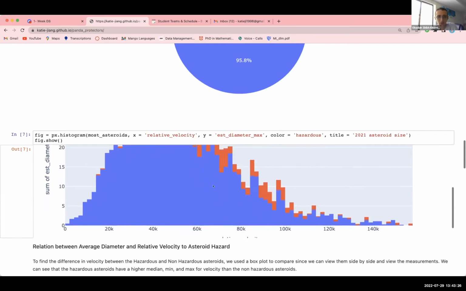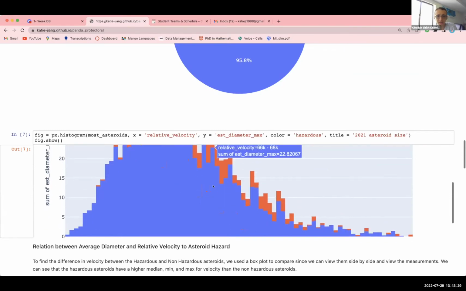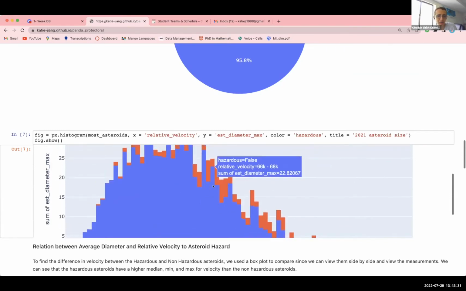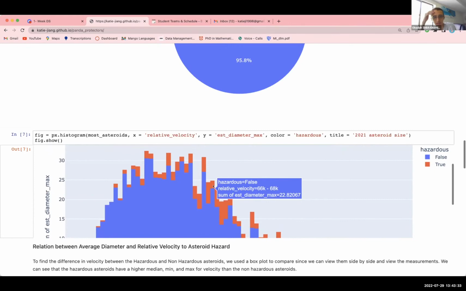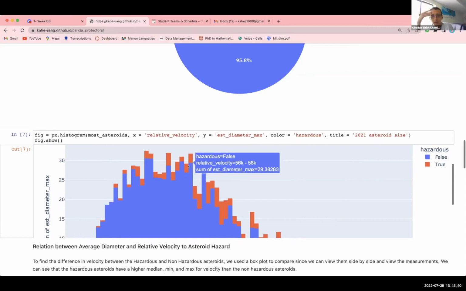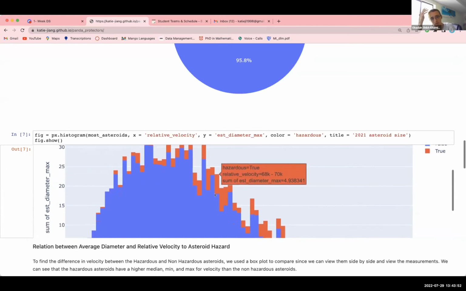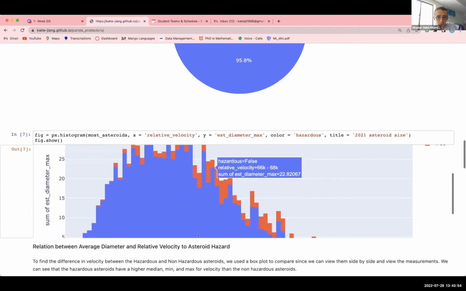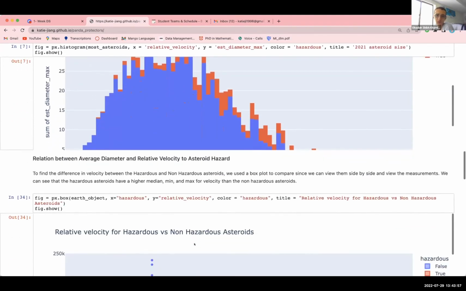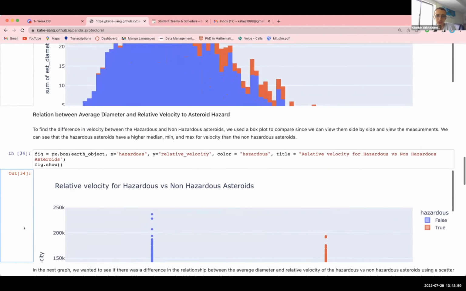As you can see, if we scroll down a bit, as the velocity increases, there is a tiny bit of a spike in the hazardous count around the 60,000 range, 60,000 kilometers per second. And the maximum diameter didn't really affect it as much as we thought it would. It was in between the biggest asteroid and the smallest asteroid. Moving on to the next part, Omkar will cover the relation between the average diameter and relative velocity in more detail.